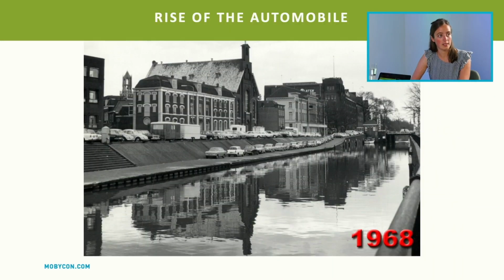Utrecht is currently working on the car dependency. They want to reduce the car dependency of the city, and we have to go back in time to see what they've been working on the last decades. As the car demanded more space in time, so we're in 1968 right now, the city of Utrecht decided to give the car more space.